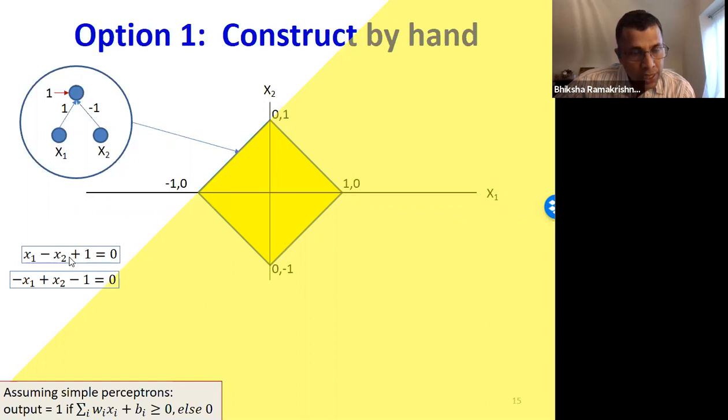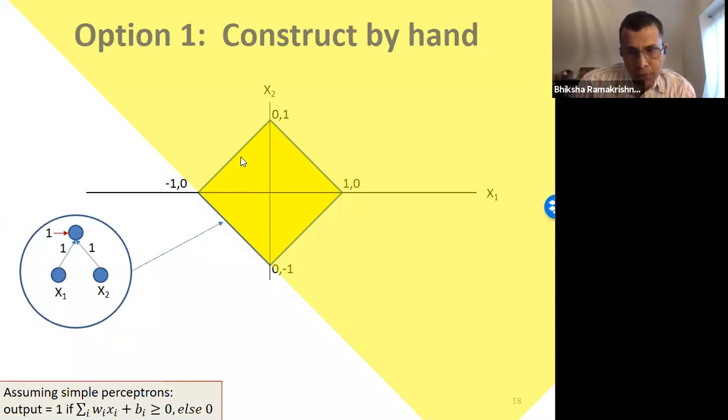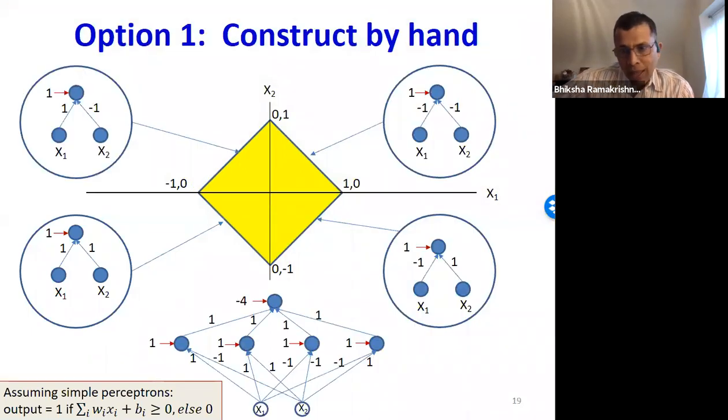And so when x1 and x2 are both 0, this one is going to give you a value of plus 1. And now I can use this to construct my perceptron. The weight for x1 is 1, the weight for x2 is minus 1, my bias term is 1, and this perceptron will capture this boundary. I can use the same mechanism to capture each of the subsequent boundaries, and then finally add the whole lot together to hand construct the MLP that computes this decision boundary.